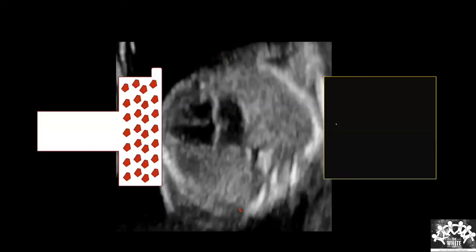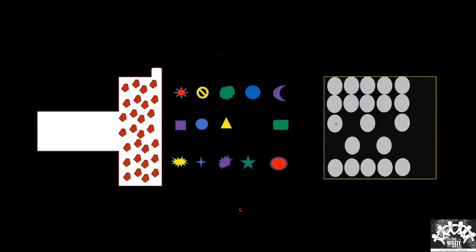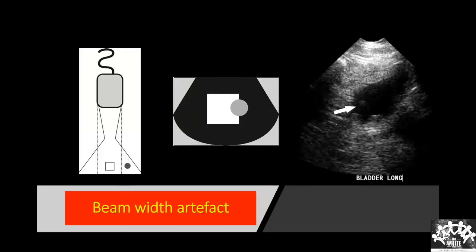So what mode is this? If I want to see the fetal heart rate, what mode should I select? M mode. Good. So this is how you select different modes.